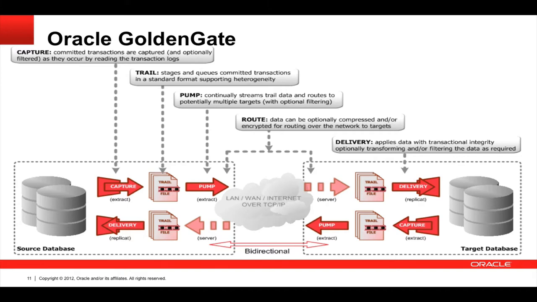GoldenGate monitors the transaction logs or the redo logs of the source database and places all the transaction records into what they call a trail file. That trail file is typically pumped across the LAN or WAN to another location where that trail file is consumed and the changes are applied to a target database. And you can run this mechanism bidirectionally even, so you can keep hot-hot across different sites.